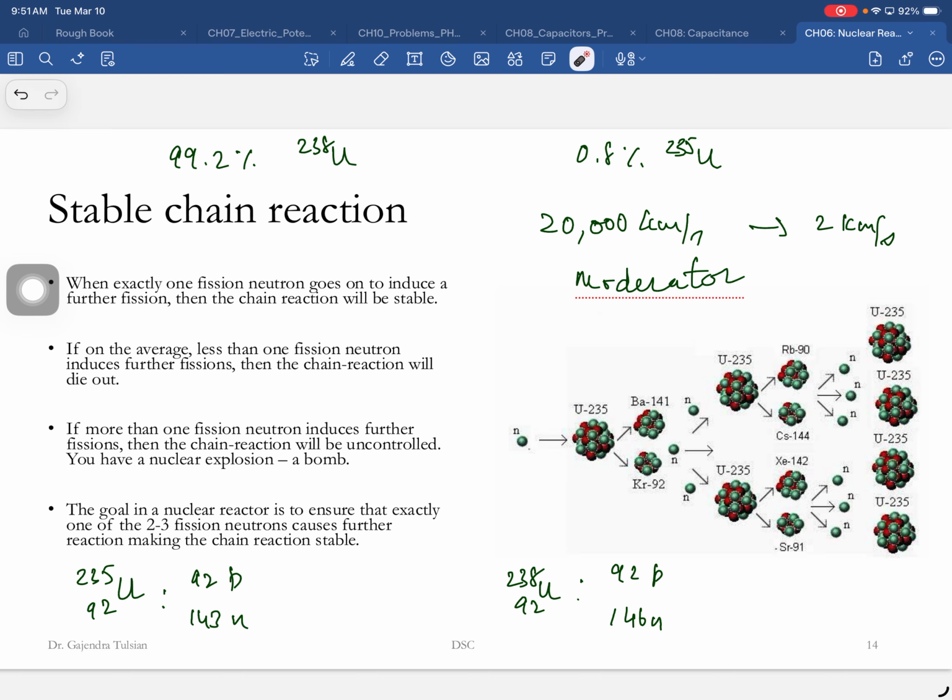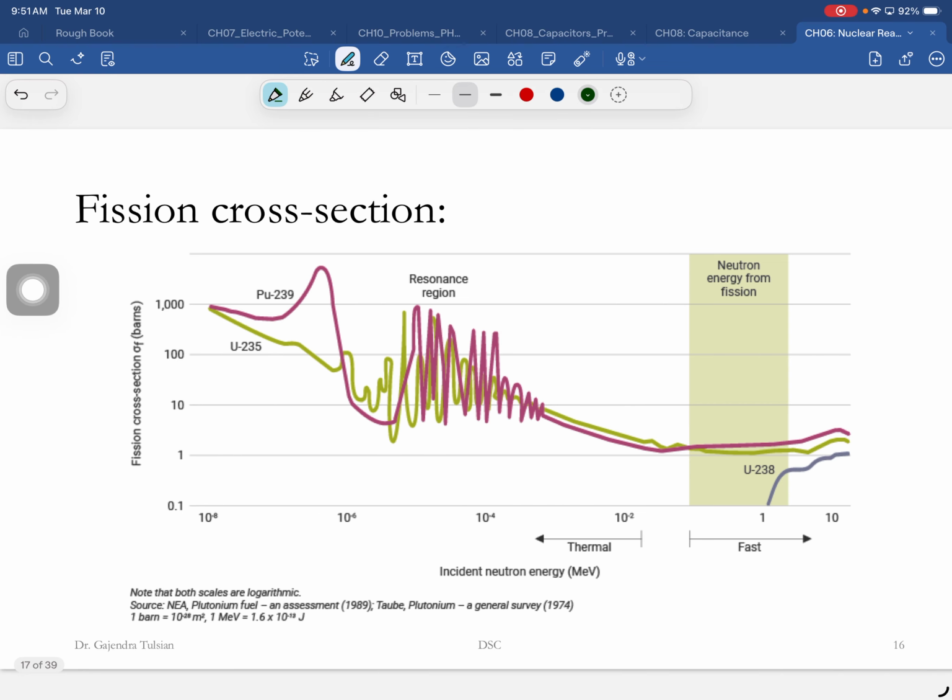You absorb the excess. You absorb all these three guys, and you can stop the nuclear reaction. Okay? And that's the job of the control rod. The control rod is a neutron absorber. All right, so those are the ingredients of a nuclear reactor.